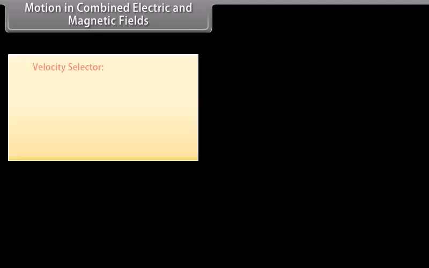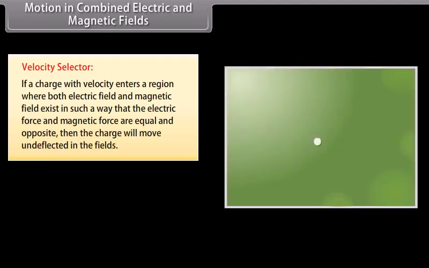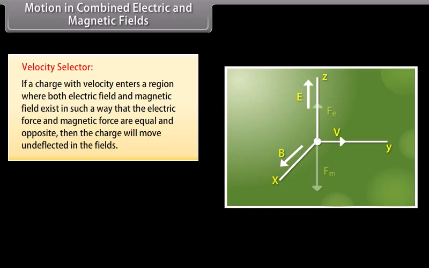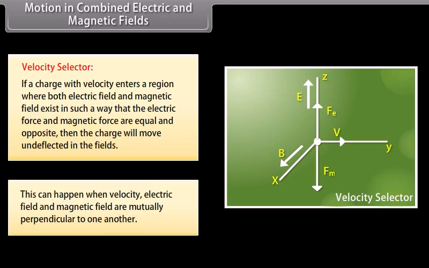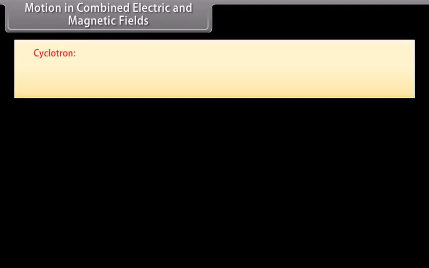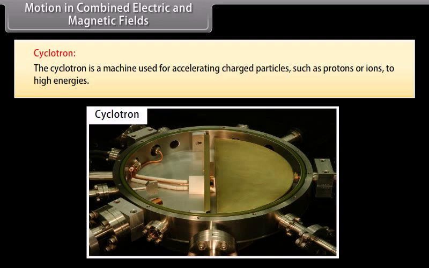Motion in combined electric and magnetic fields. Velocity selector. If a charge with velocity enters a region where both electric field and magnetic field exist in such a way that the electric force and magnetic force are equal and opposite, then the charge will move undeflected in the fields. This can happen when velocity, electric field and magnetic field are mutually perpendicular to one another. Cyclotron. The cyclotron is a machine used for accelerating charged particles such as protons or ions to higher energies.